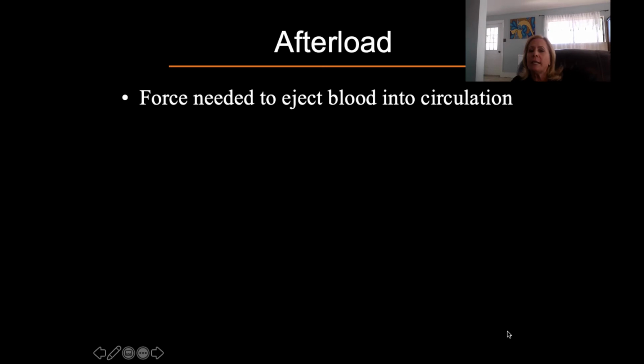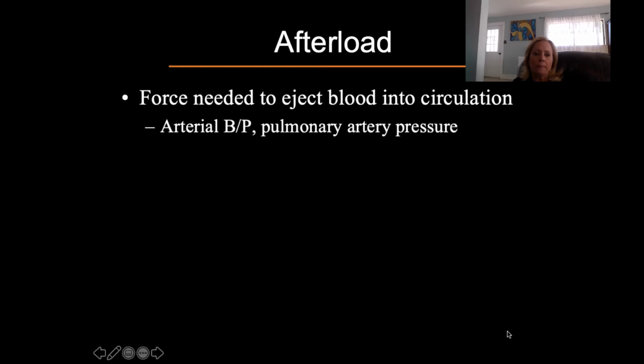Afterload is the force that's needed to eject blood into the circulation out of the ventricles. That force of contraction, or the contractility, is going to occur when more actin and myosin can bind. There's two things that are going to do this. One is an increase in sympathetic nervous stimulation. More epinephrine, norepinephrine allows more actin and myosin to bind, greater force of contraction. Another is the Frank-Starling law, or that increase in preload, so that the muscle cells stretch.